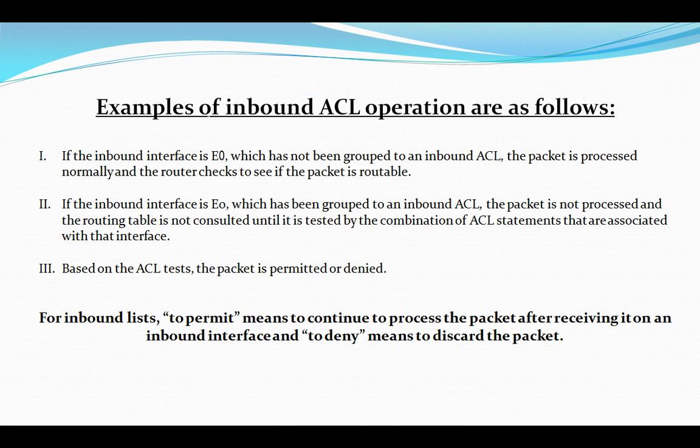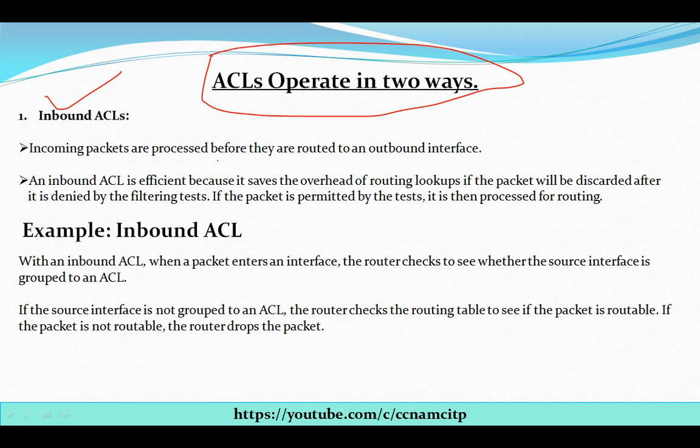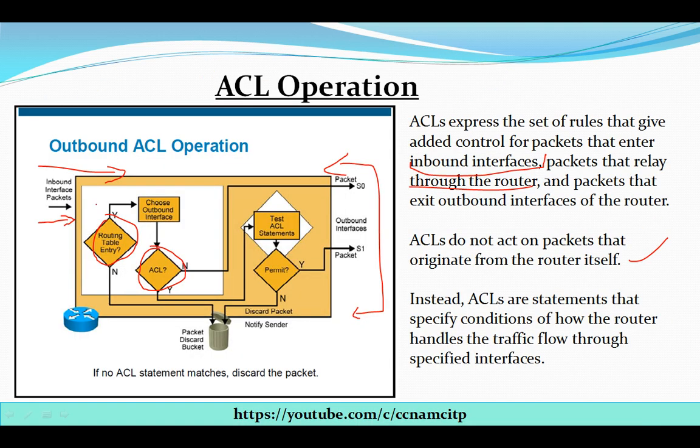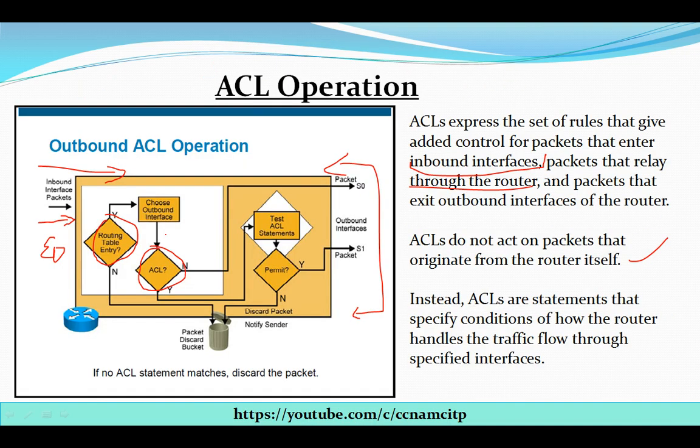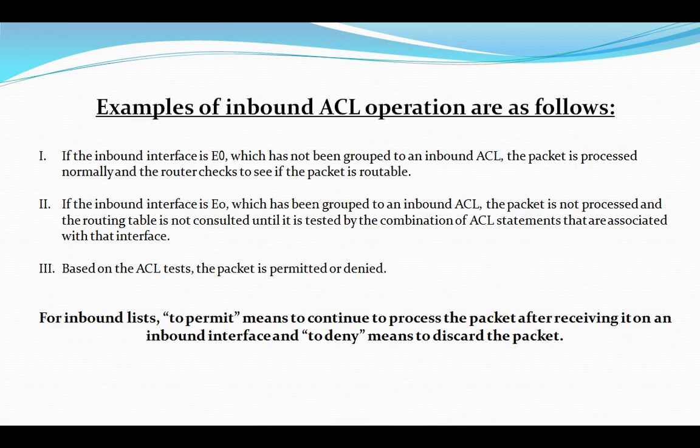Next we will see an example of an inbound ACL. How it works: if the inbound interface is E0, Ethernet 0 inbound, what will happen here? If it has not been grouped to an inbound ACL, the packet is processed normally and the router checks to see if the packet is routable. This interface is not grouped to any ACL, so the router will process that packet normally and check whether it is routable or not.